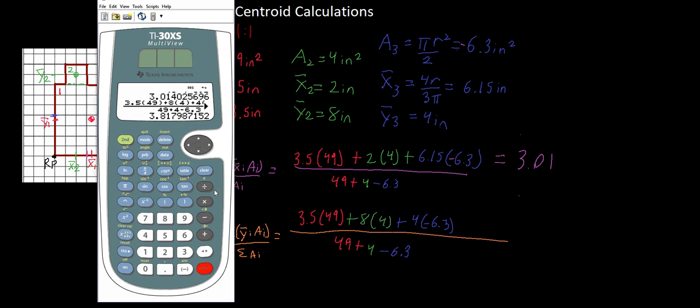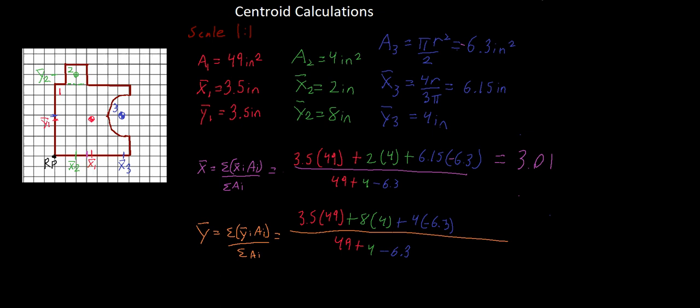Let's see what we get. We get a y of 3.8. Let's look at that again. Does that answer make sense before we move on? Would it make sense that the centroid would be pulled slightly up?